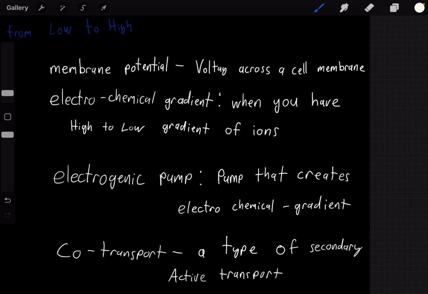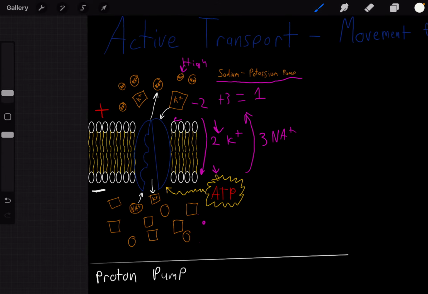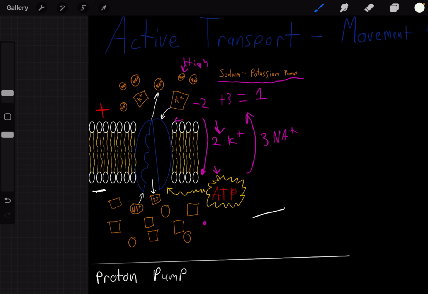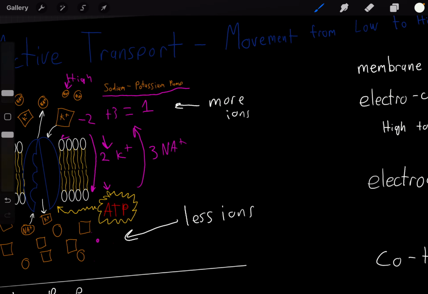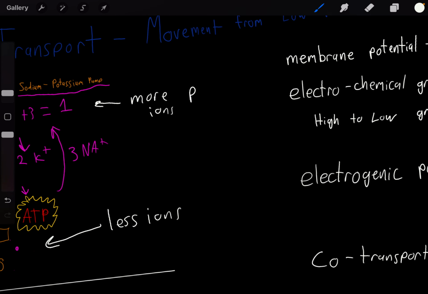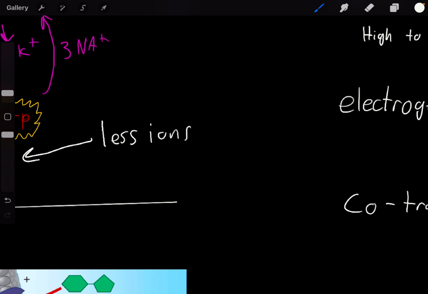We have an electrochemical gradient, which just means you have a high to low gradient of ions, and this is what this is creating. You're going to have fewer ions on this side, and you're going to have more ions on this side. That is why this side is positive, and why this side is negative.